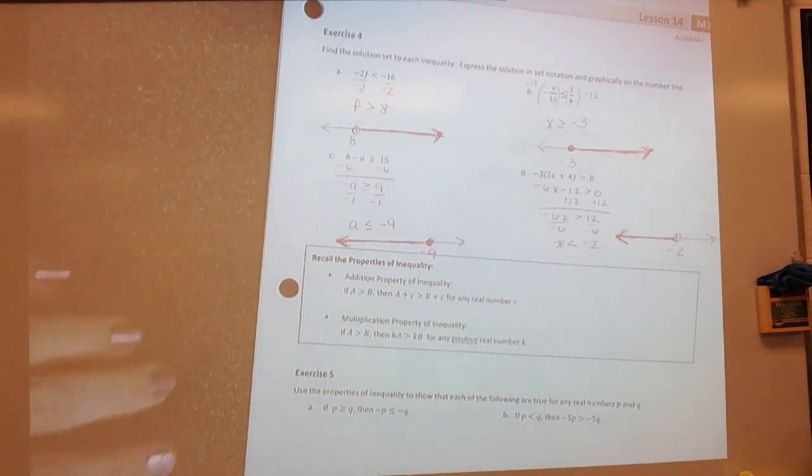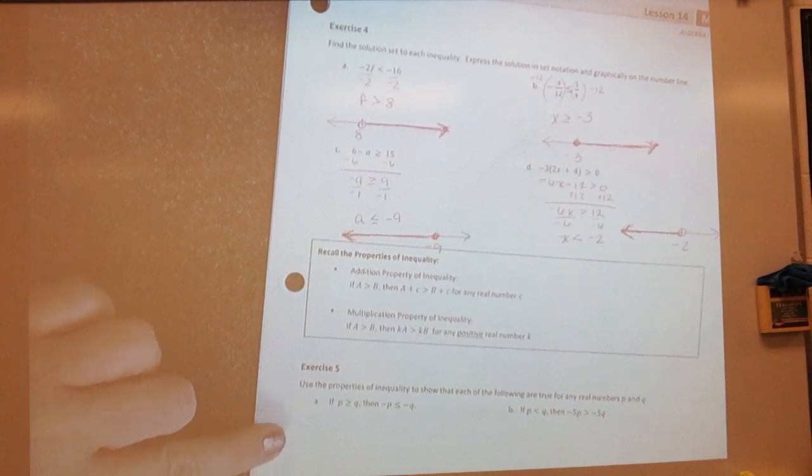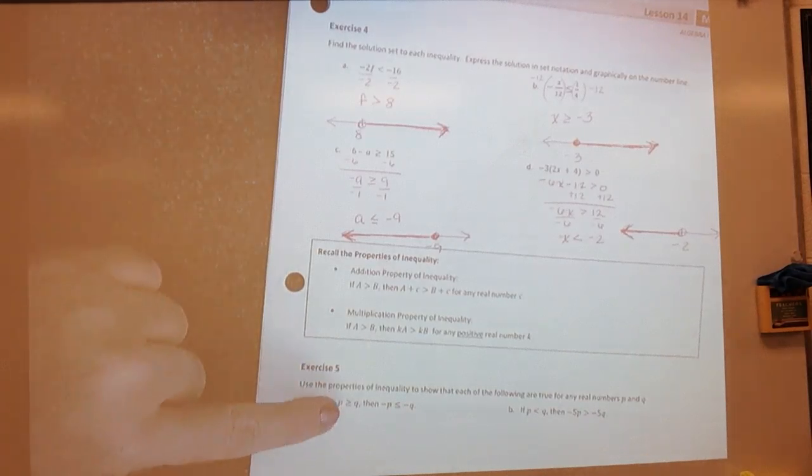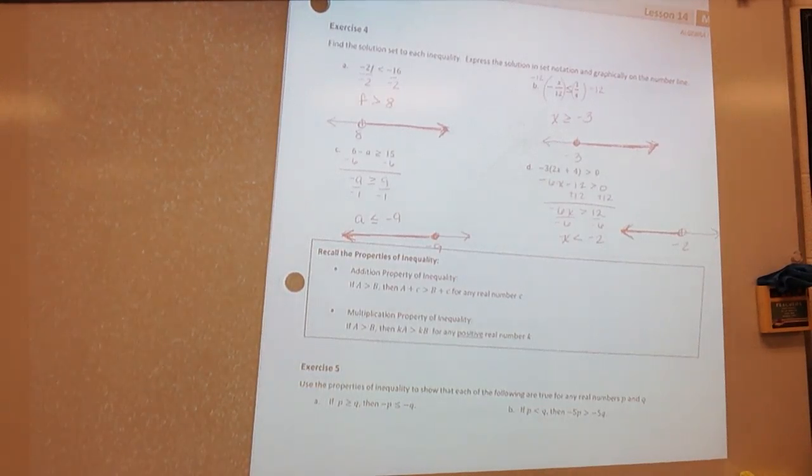So recall the properties of inequality. Take a minute to make sure you read through that. And let's go ahead and look at this. Use the properties of inequality to show that each of the following are true. So if P is greater than or equal to Q, then negative P is less than or equal to negative Q. What did I do there? I multiplied through, or you could say you subtracted Q.